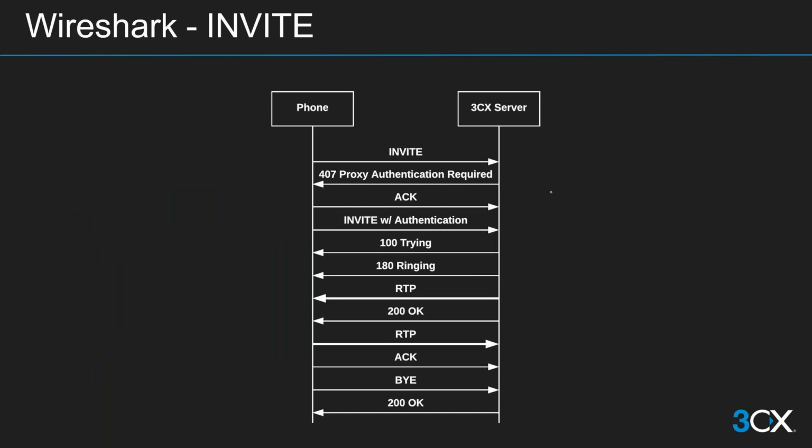Now, the call invite. Again, we had register; now it's the invite, it's the same. Proxy authentication required, so the server challenges the phone, we acknowledge, and then we send the invite again with the authentication. 100 Trying is then the response from the 3CX server, and that it's ringing on the other side. So you remember the first call flow we looked at, there would have been another phone here.